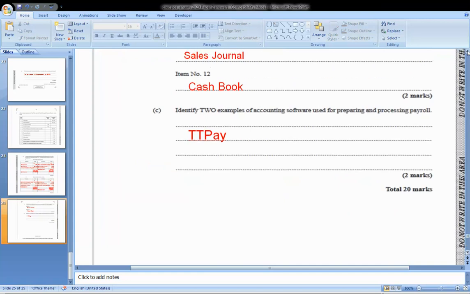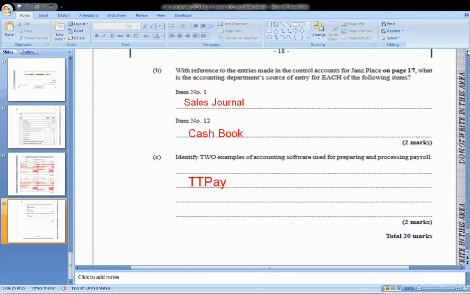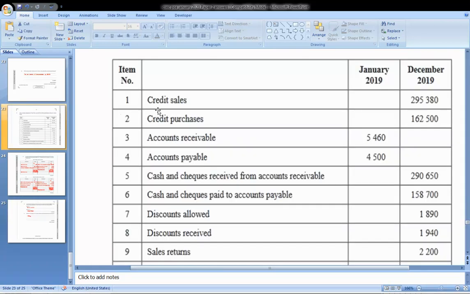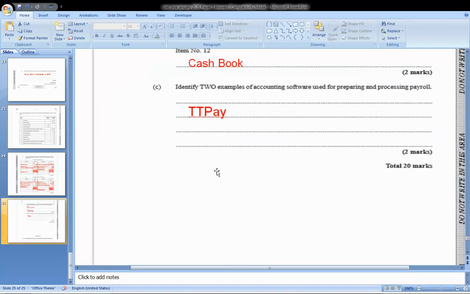So here we have it coming up to our final section of the paper. The B says, with reference to the entries made in the control accounts for Jan's Place on page 17, what is the accounting department's source of entry for each of the following items? Item number 1. So let's look at this. Item 1, which is credit sales, we know that would be our sales journal.